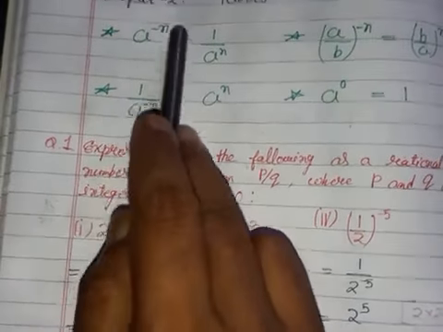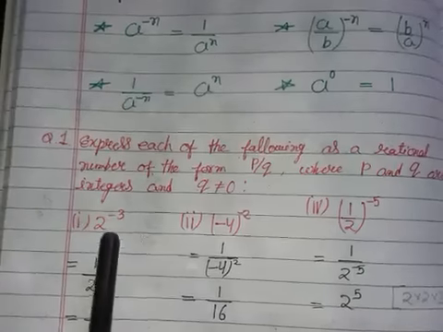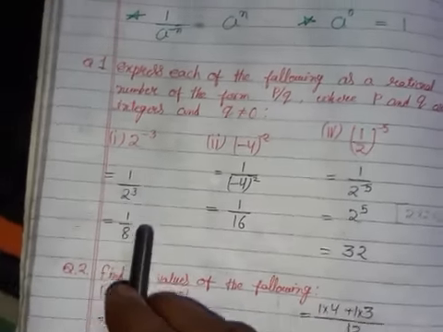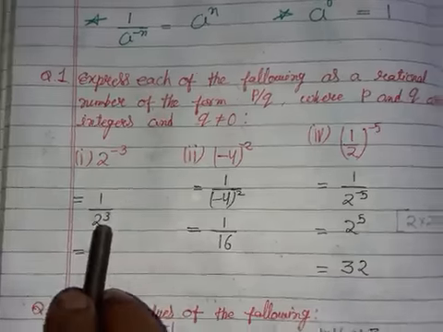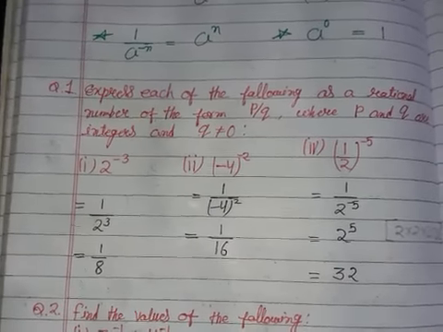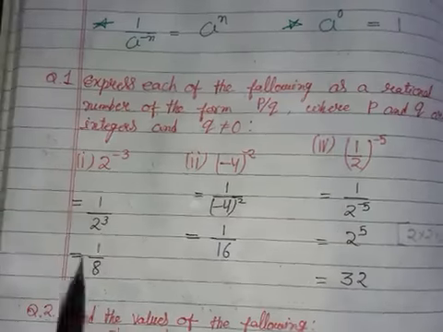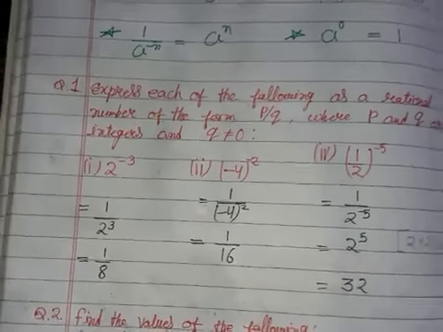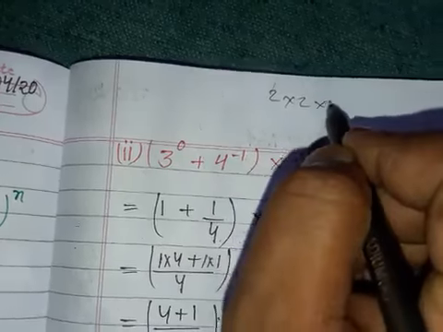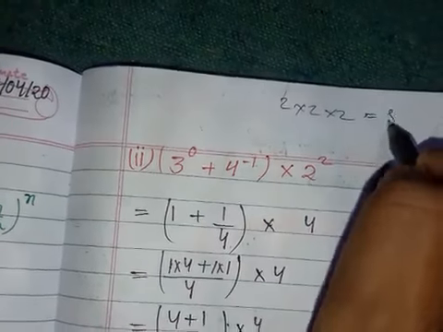So by using this formula, we can write 1 by 2 to the power cube. And what is 2 to the cube? It is 8. 2 to the power cube means we multiply 2 three times because power is 3. I write 2 into 2 into 2. So it comes 8.